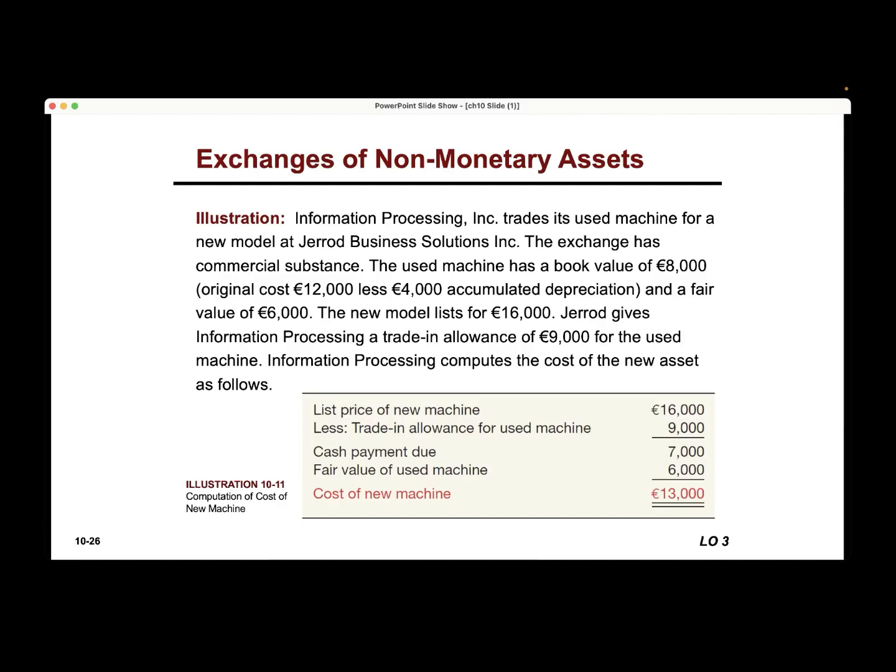Which is a bit more than its fair value. The fair value is 6,000, but here Jared's trade-in allowance is 9,000, higher than its fair value. This leaves information processing with a balance of 7,000 cash they need to pay to Jared. So this simple example is the exchange of the old machine with a new one. You have the information here.